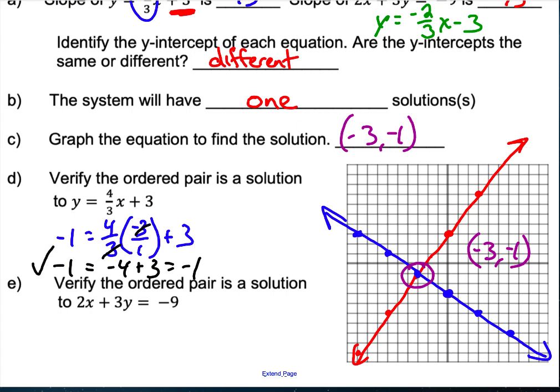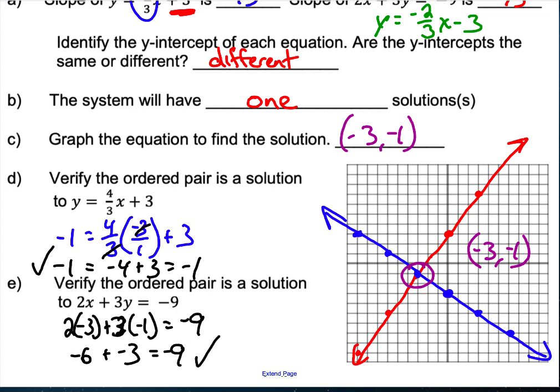And then I'm going to do the same thing with my other one. I'm going to put in -3 for x. I'm going to put in -1 for y. 2 times -3 is -6. 3 times -1 is -3. That does give me -9, so I am good.